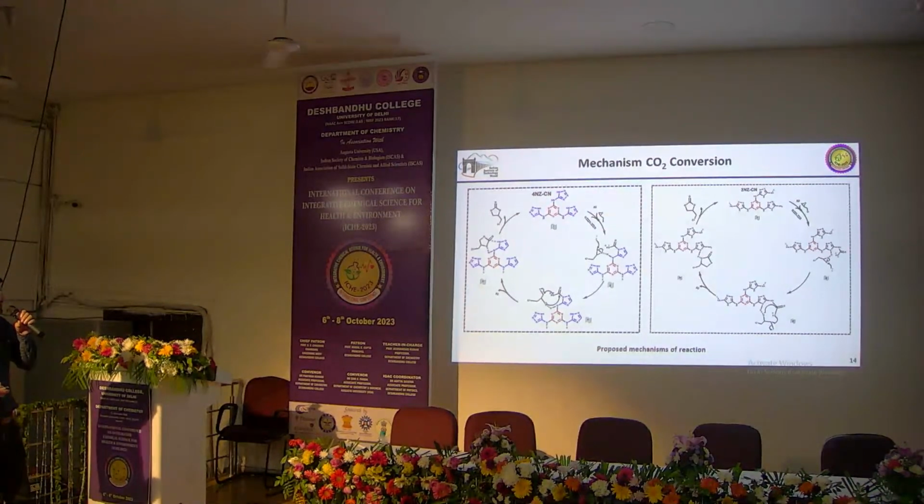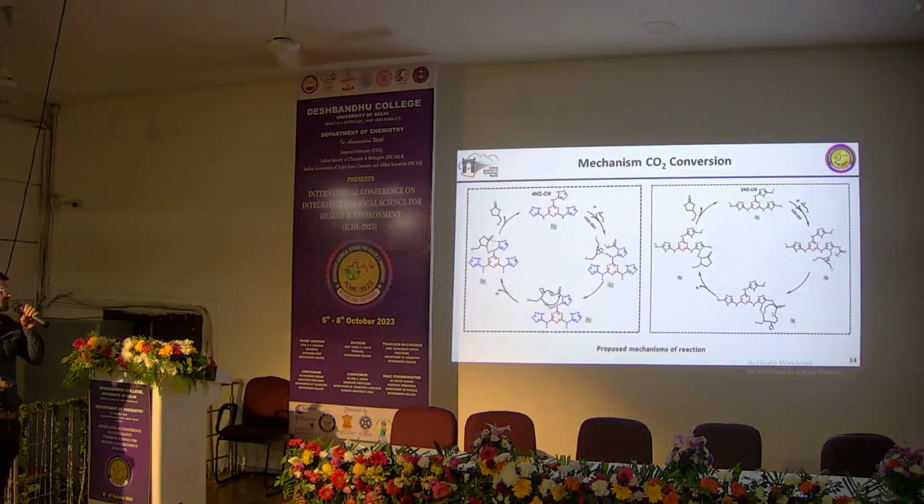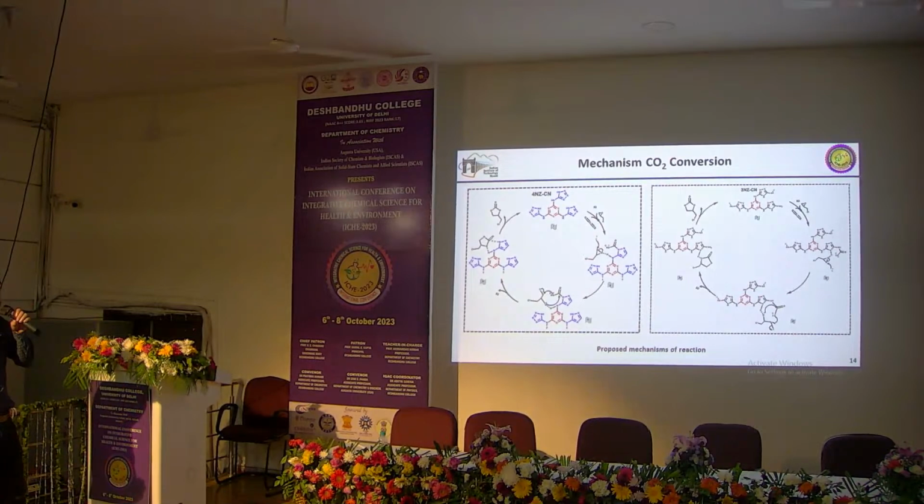So initially there is an adsorption of the reactant on the catalyst surface. So this CO2 is attacked by nitrogen of this tetrazole ring. At the same time, this epoxide is activated by hydrogen bonding. And at the same time, we have used potassium iodide, which helps in the ring opening of this epoxide.